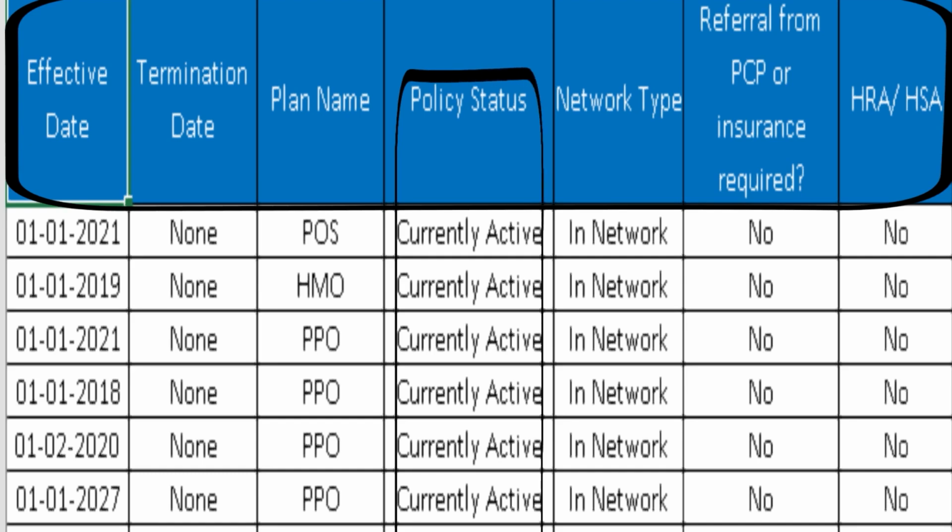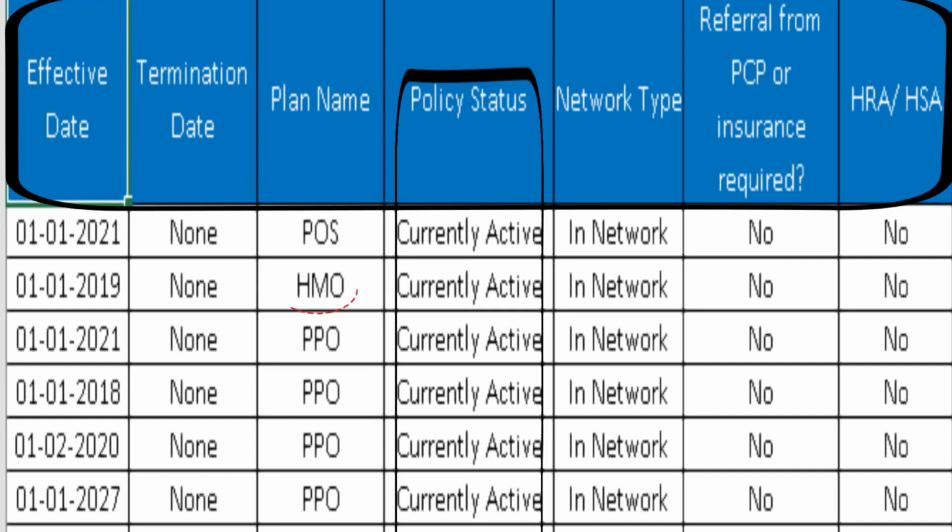Now, before we move on to the next column, there is one important thing you need to understand, and that is the difference between a policy and a plan. Remember, policy is nothing but the name of the insurance company that is issuing the policy to the member, like Aetna, Cigna, UHC, etc. But the patient's medical coverage or benefits are based on the type of plan the patient has under that policy.